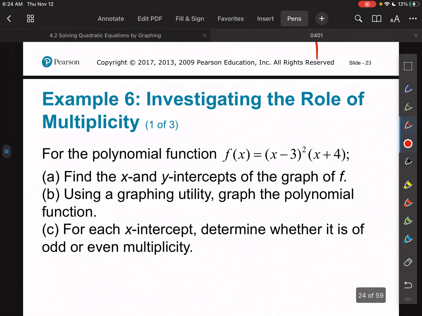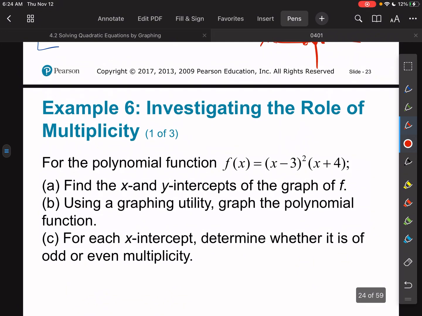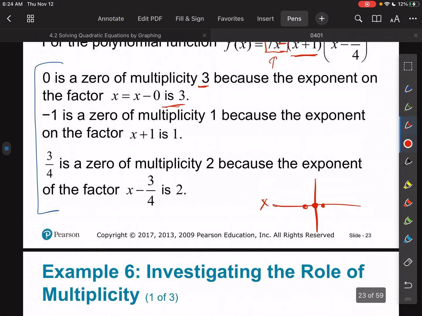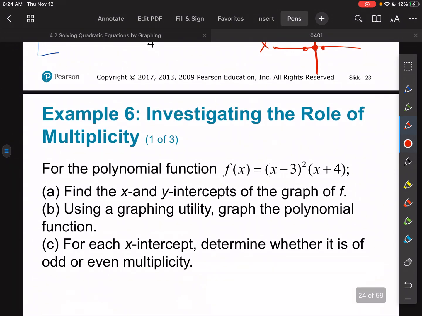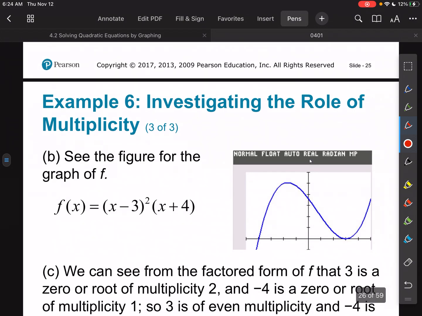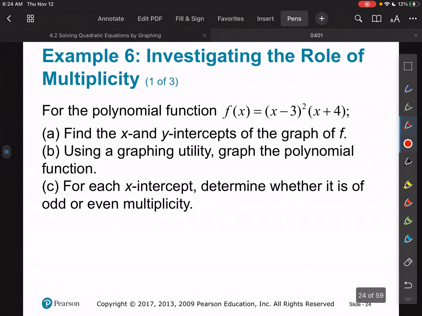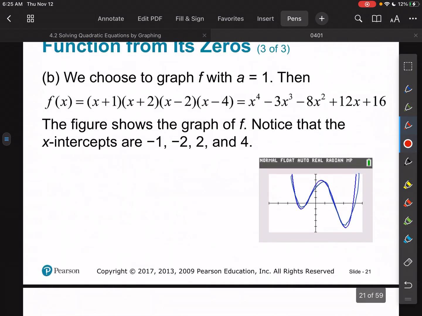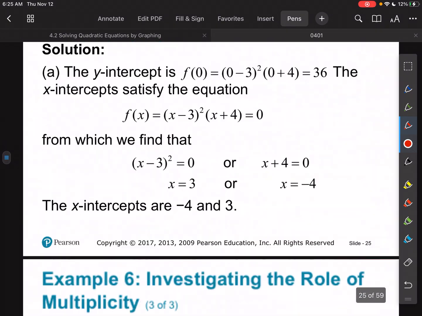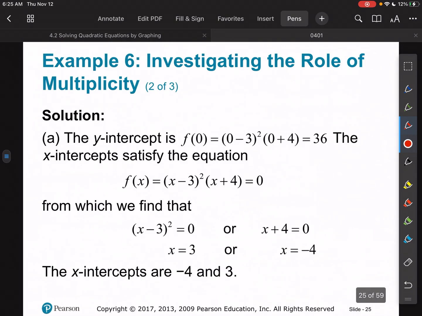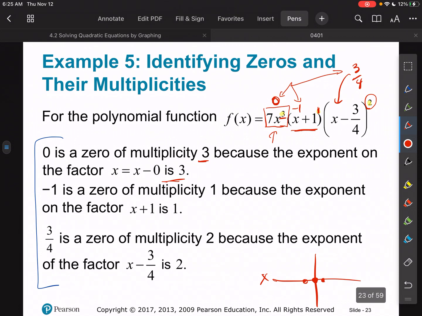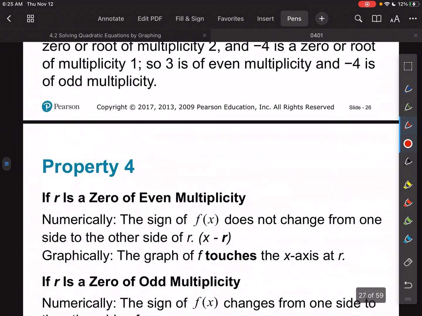If you were to graph these, which I highly encourage you to do, but I'm not going to take the time to do it here in this lesson, you would see something interesting. They didn't even give us the definitions here, which is interesting. But what you would see is this. I'm kind of skipping through here, but since on the first 0, we have an odd multiplicity of 3, here's the rule.